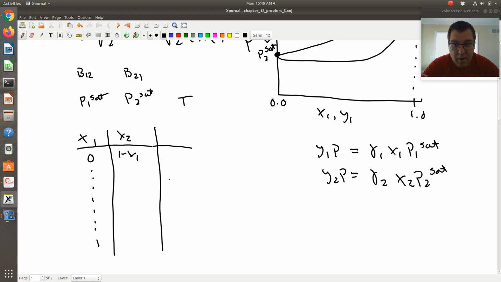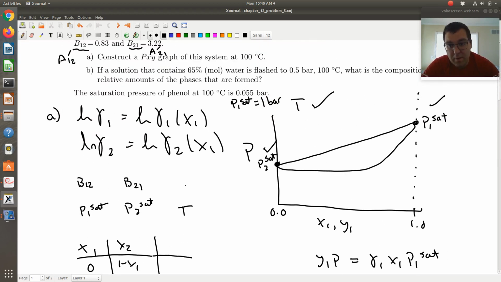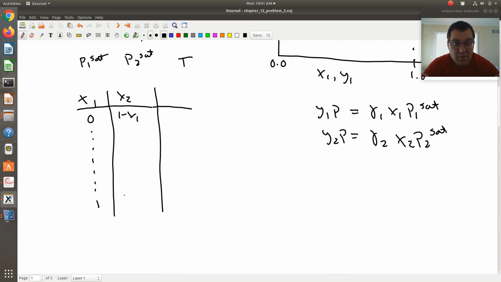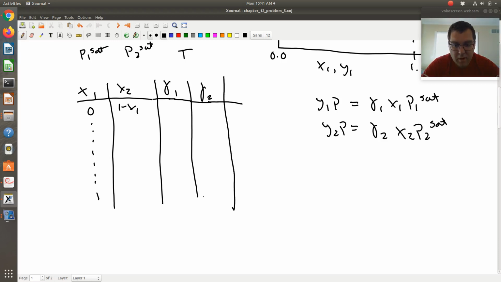Then the next thing I would compute is gamma 1 and gamma 2. Gamma 1 and gamma 2 appear in my isofugacity equation. Since I know B12 and B21, they're only a function of composition. So for a given composition, gamma 1 and gamma 2 are fixed. So I can add to my table and calculate gamma 1 and gamma 2.